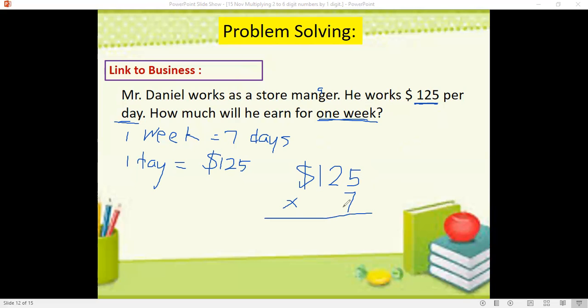So that is 7 times 5 is 35. Carry 3. So 7 times 2 is 14. Plus 3 is 17. Carry 1. 7 times 1 is 7. Plus 1 is 8. So therefore, Mr. Daniel is earning $875 a week. Okay? Do you have any question? So in case you have a question, you can just watch this video again.